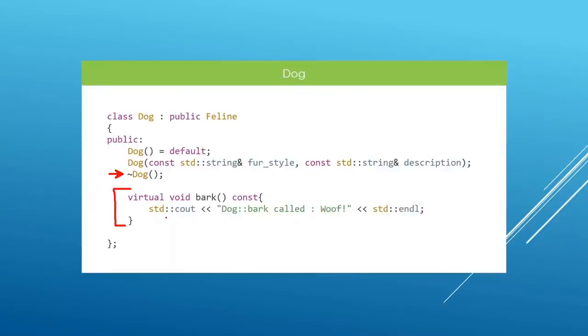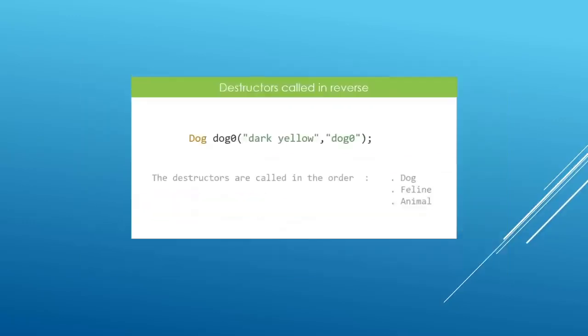Now, once we have this inheritance hierarchy set up, we might want to do something like this. We can create a dog object. And when it is time for this object to be destroyed, I want you to focus on the order in which the destructors are going to be called. We have seen this before. The destructors are going to be called from the specialized to the most base implementation of the destructor. So the destructor for dog will be called first, then we will call the destructor for feline, then we will call the destructor for animal.